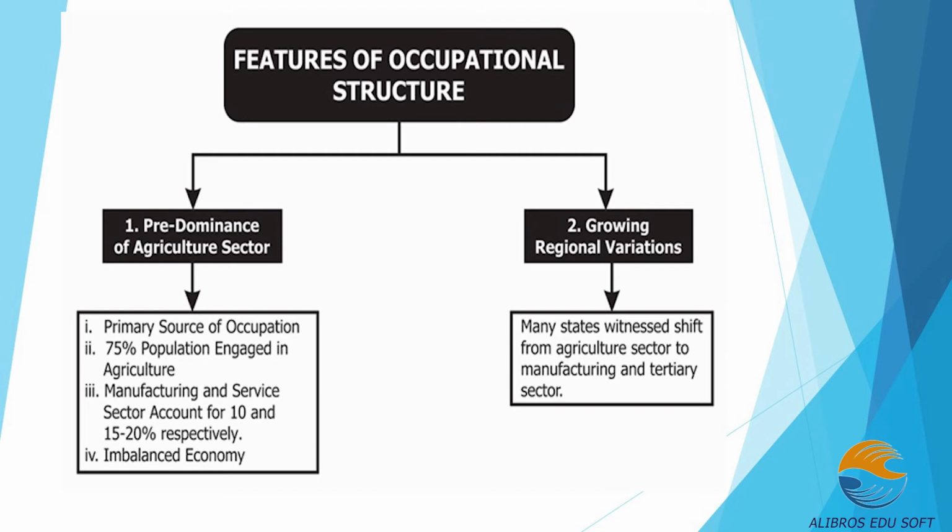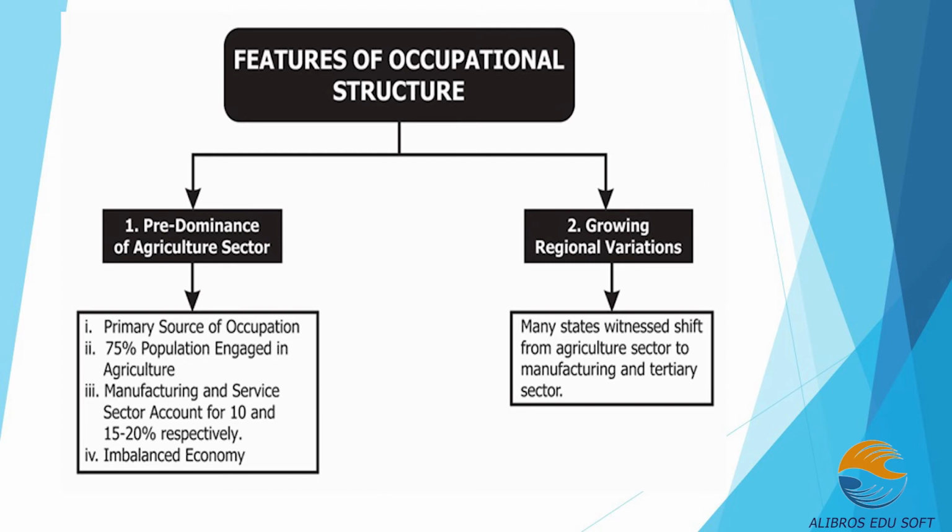And about the imbalanced economy. Next is growing regional variation, another important feature, that is, many states witnessed a shift from the agricultural sector to the manufacturing and tertiary sectors. Also, many witnessed a shift from the other two sectors to the agricultural sector.